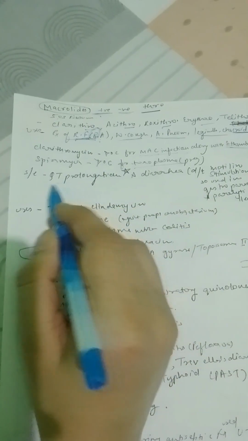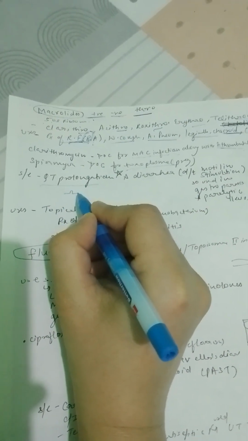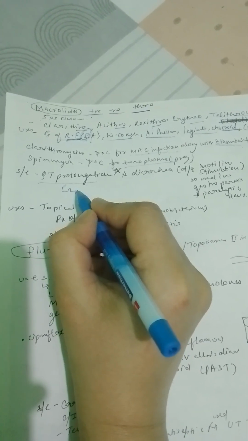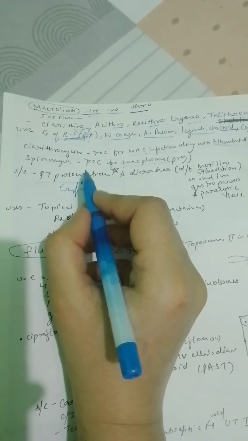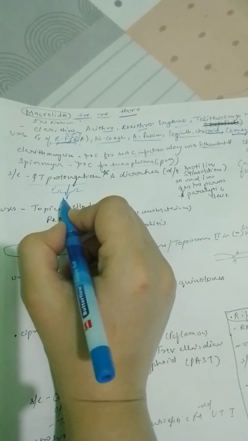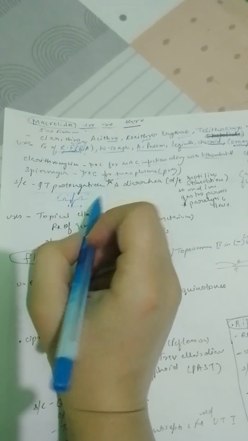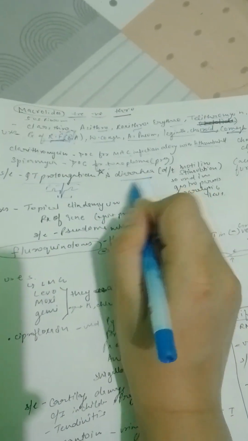The side effect of the macrolides is that they lead to QT prolongation. We know that on the ECG there is P, then Q, then R, then S, and then T. So this Q and T prolongation, macrolides can lead to QT prolongation as a side effect, and hence it will cause problems. Then there can also be diarrhea as a side effect.